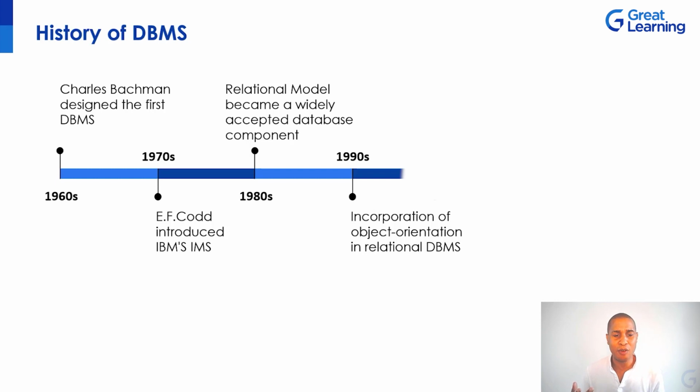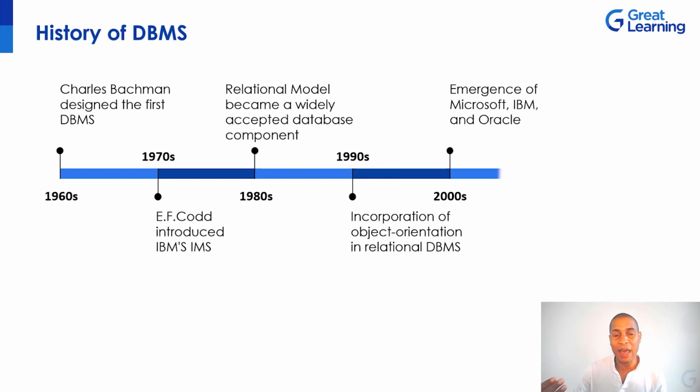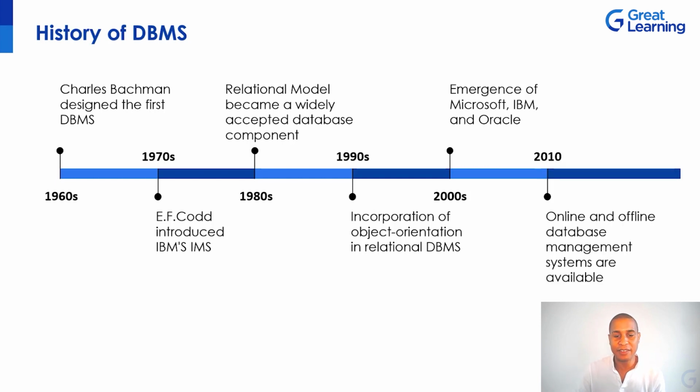In the 90s, we incorporated that a little bit more. Then in the 2000s, this is where you start to see the emergence of database management systems accessible to the public, and that was due to Microsoft's dominance in the market. Then we got IBM and Oracle. In the 2010s, we got online and offline databases. And as you know, now we have things that exist in the cloud. So this is going to be a storage system, or a way to manage data, that is going to be around for a very long time.